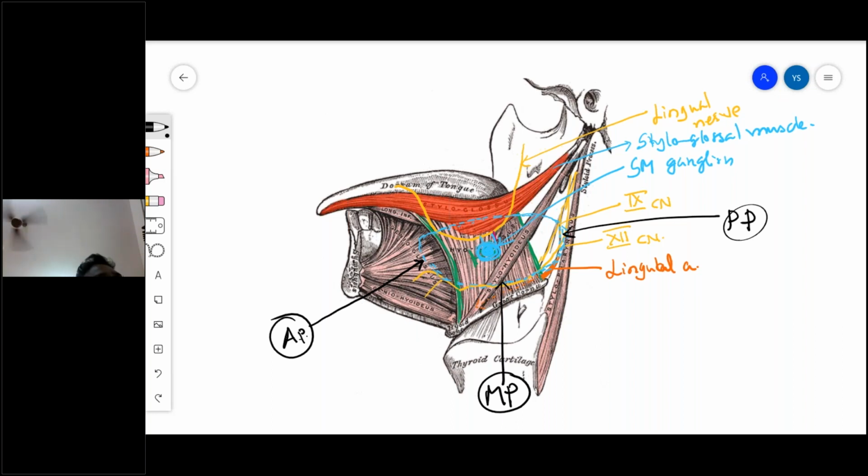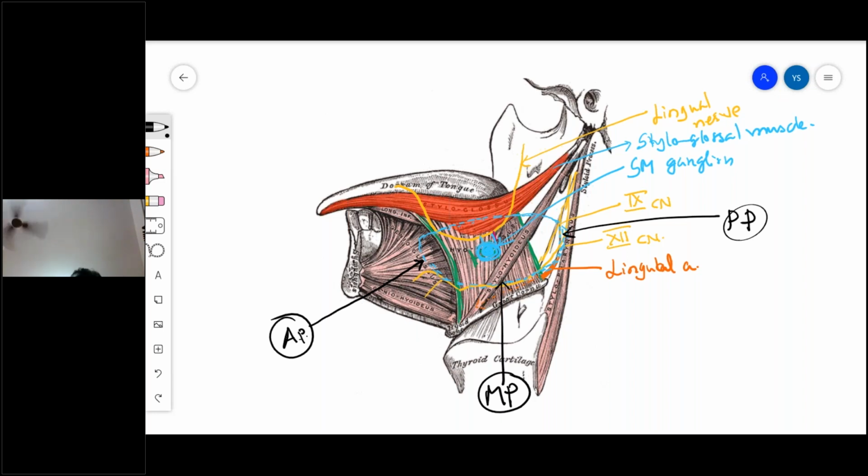Is it clear? Yes, sir. The three black color arrows I'm showing you. Now one by one, try to learn the relations. If you see the anterior part, usually in the anterior part, a muscle was removed here. It is related to the mylohyoid muscle. Is it clear? That's it.